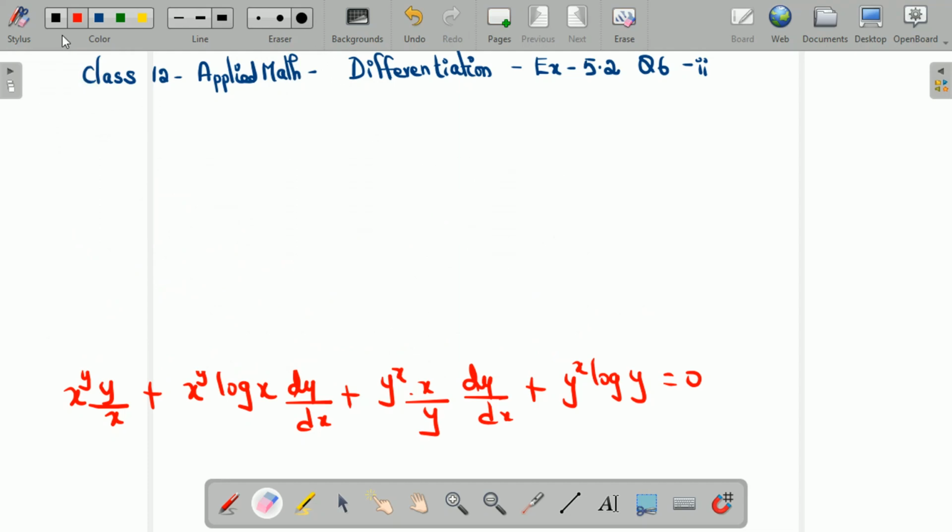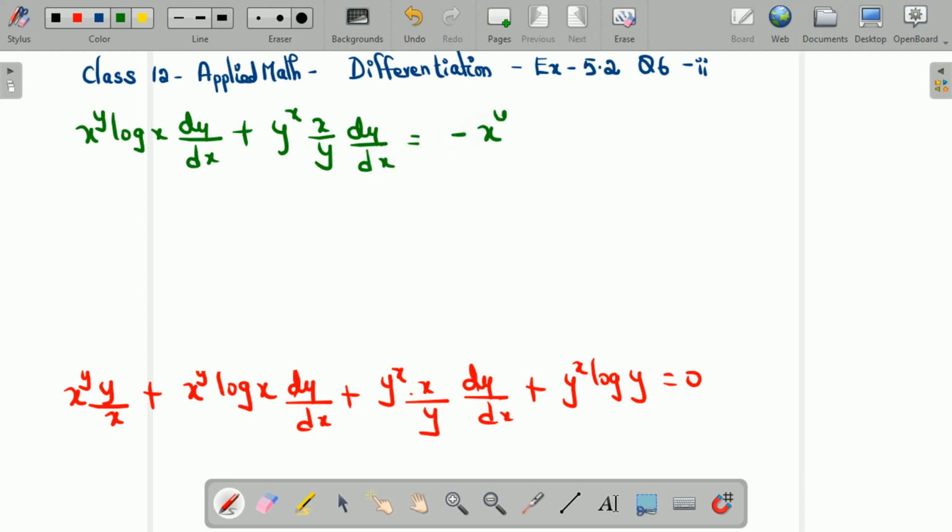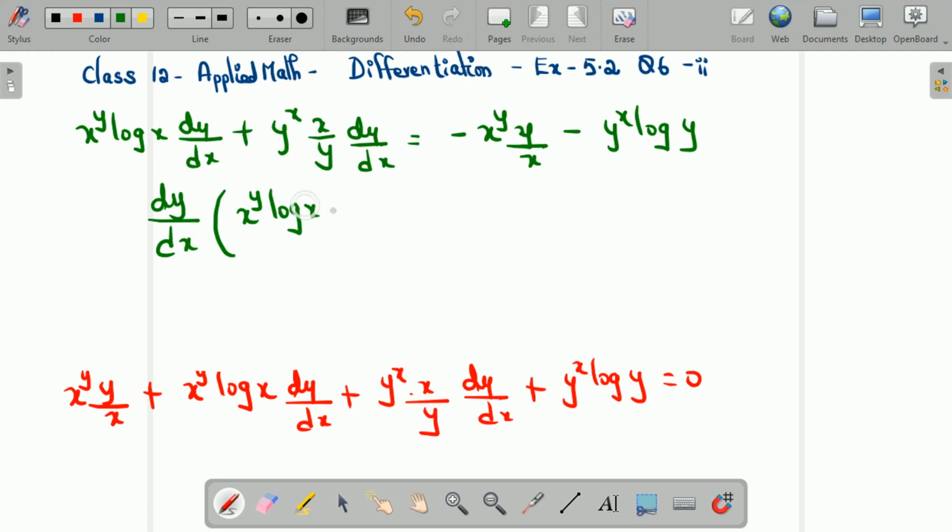So let's do that. In this case, it is going to be x^y log x dy/dx + y^x (x/y) dy/dx is equal to minus of x^y (y/x) minus y^x log y. Next step, I'm going to collect the dy/dx outside. So dy/dx (x^y log x + y^x x/y) is equal to minus of (x^y y/x + y^x log y).